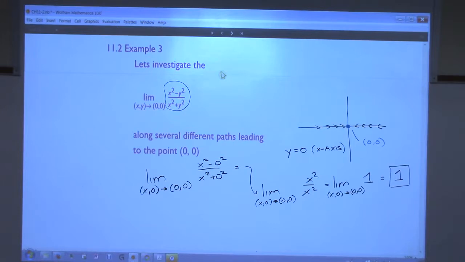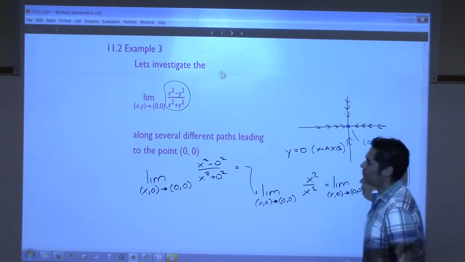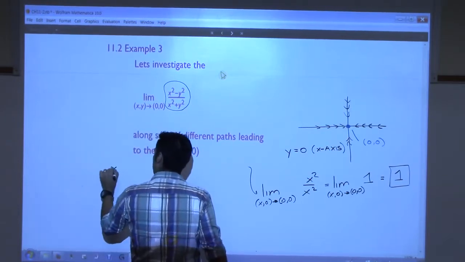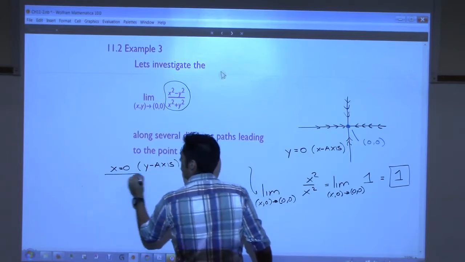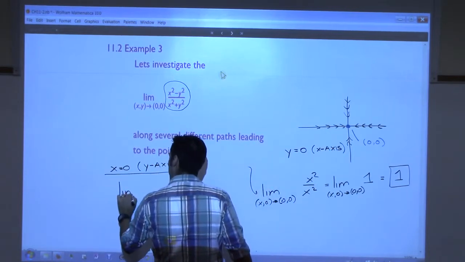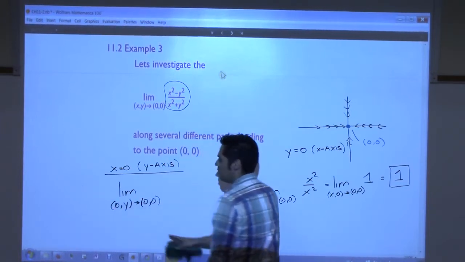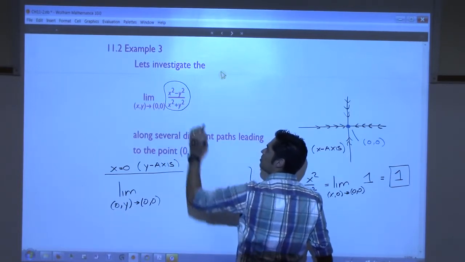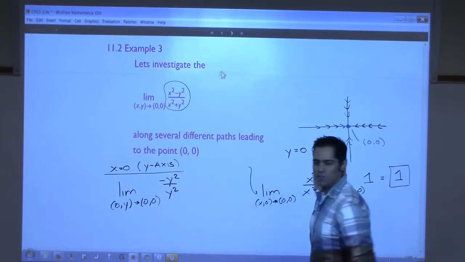Now let's try a different path. Let's try along, how about the y-axis? That seemed like a natural choice for the next one. Come in this way. So now let's go along the y-axis, which is the equation x equals 0, and do my limit. This time I'm replacing x with 0. So it's 0y instead of xy. And then replace all my x's with 0, which gives you negative y squared over y squared, which is negative 1.